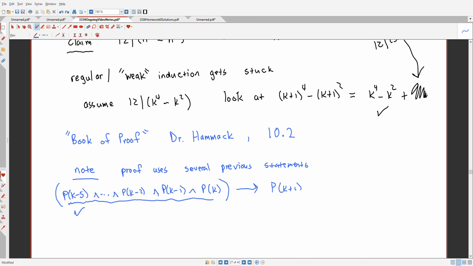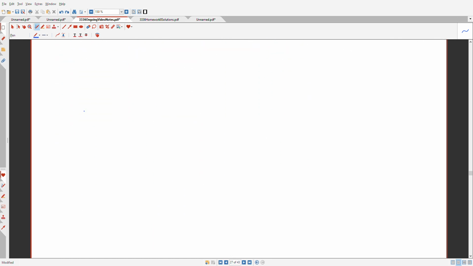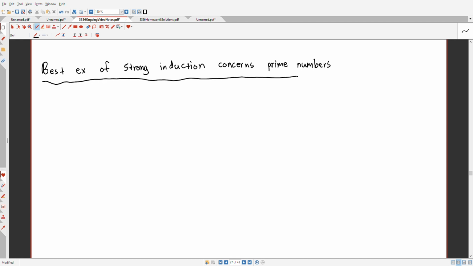Okay, so it's worth reading. This book is really, really well written and it's free. So I just want to point you to that example. That's a better example of strong induction in my opinion. Here is, though, what I think is the best example of strong induction. And it goes back to prime numbers. So the best example of strong induction concerns prime numbers. So this is actually a really, really good example.